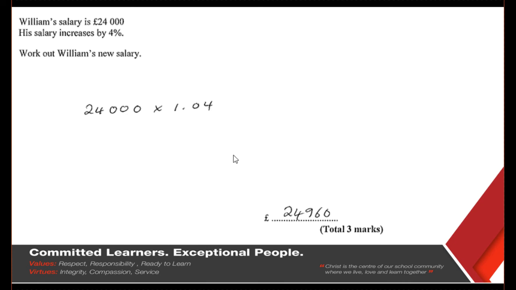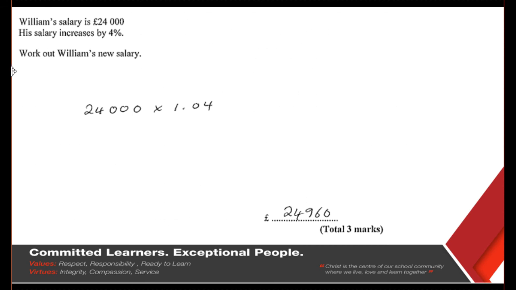In this next one, here we've got Will's salary is increased by 4%. So actually, we know his salary is 24,000. It's increased by 4%. So my starting point with that is equal to 100%. Find 4%, add it on.